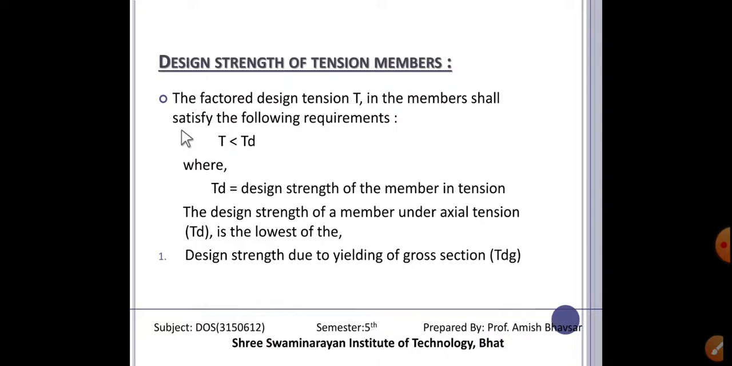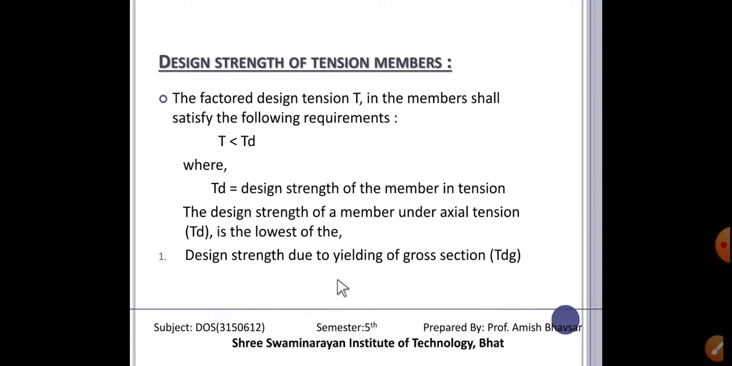So the factored design tension in the member shall satisfy the following requirement, that is T should be less than TD. And what is TD? TD is the design tensile strength of the member. The design strength of the member under axial tension, TD, is the lowest of the following. Means T should be less than TD. We have to find out this TD, and T is the actual force acting on our structure.